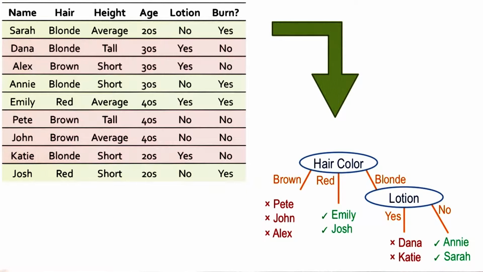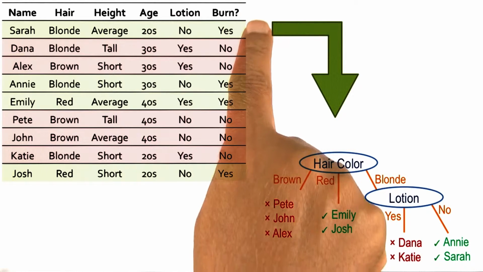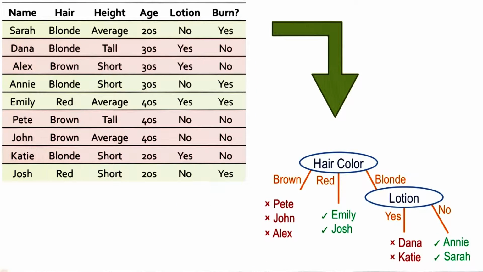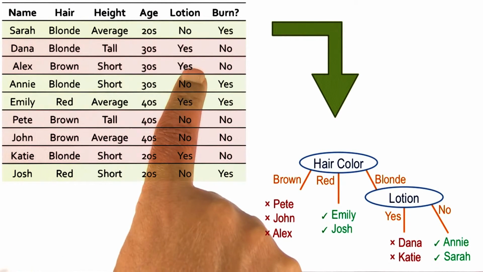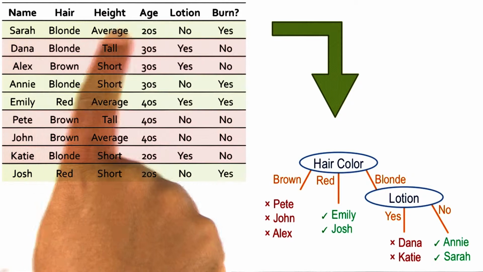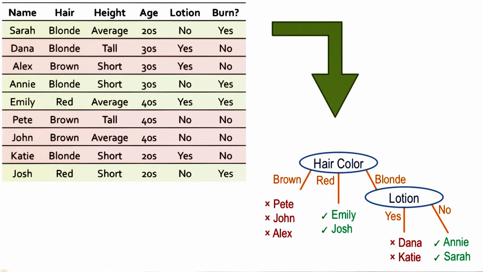Let us look at another example of decision tree learning. Here is a data set of people who go to the beach, and some of them get sunburned and others don't. In this data set, there are 9 examples, and each example is characterized by 4 features: hair, height, age, and lotion. Once again, how can we construct an optimal decision tree that will classify all of those examples?